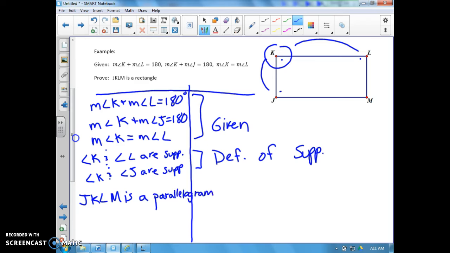There's a really long word. Okay, and we say it's a parallelogram because one angle is supplementary to both of its consecutive angles.